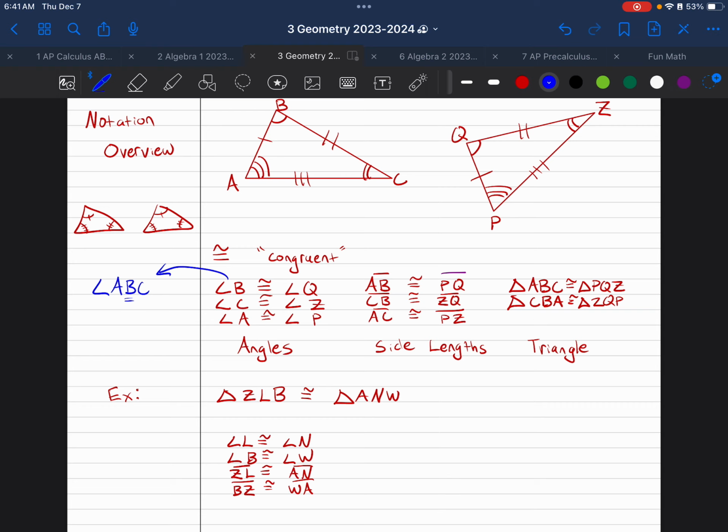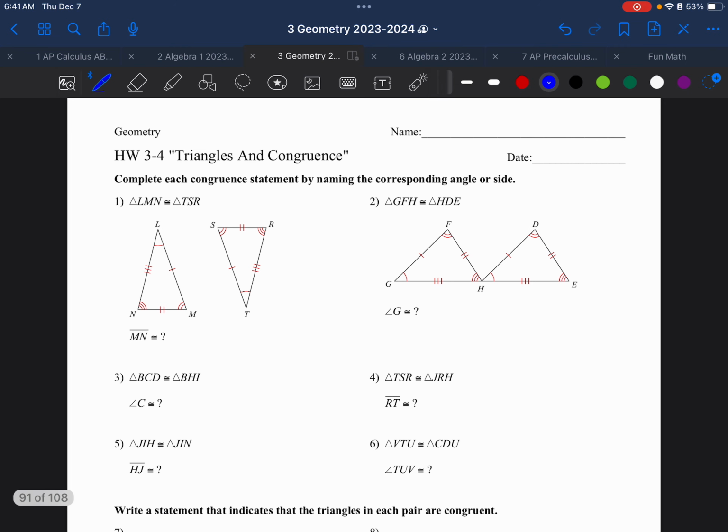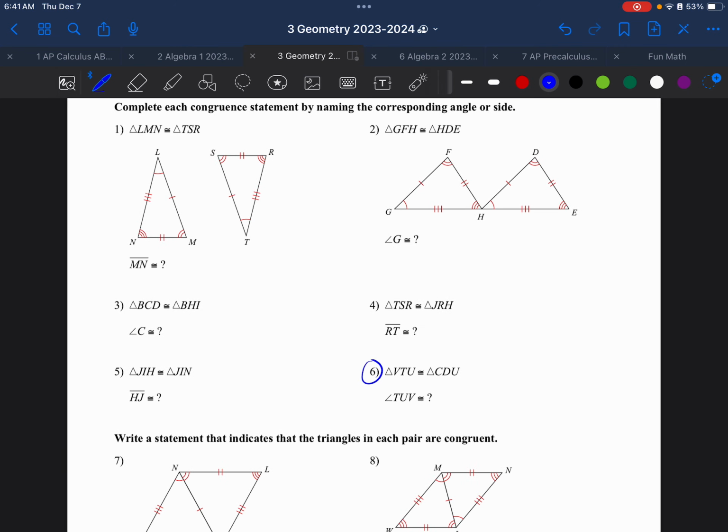And that will affect, like, I'm seeing problem number 6. It's like angle TUV. What are they talking about? They're really just talking about angle U, but now you can see you went from angle T to U to V. So T, then U, then V, so I'll go D, then U, then C, right?